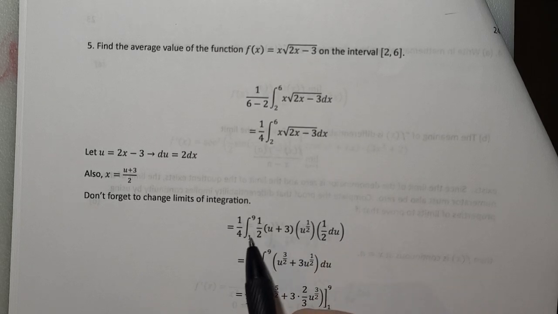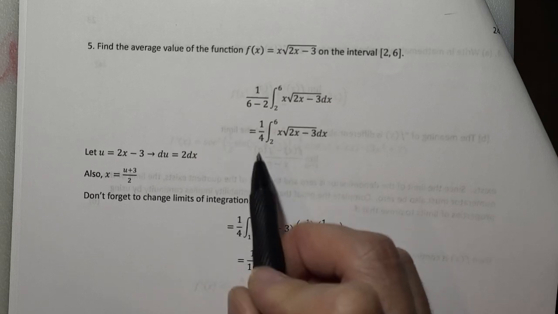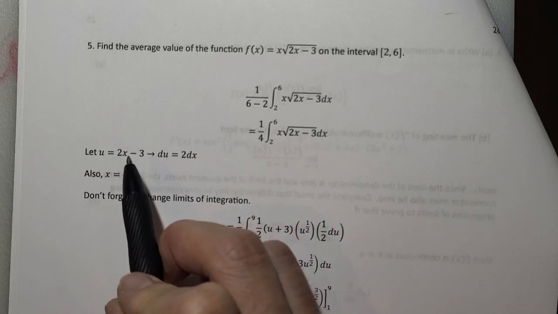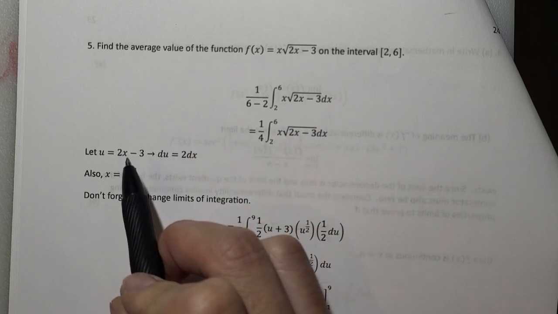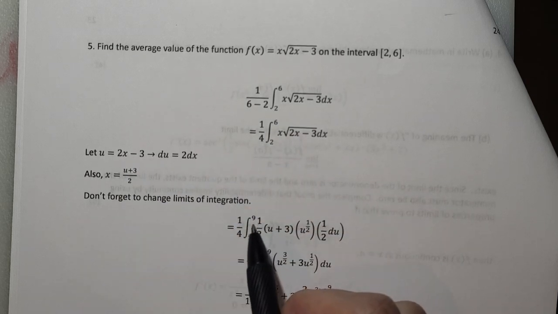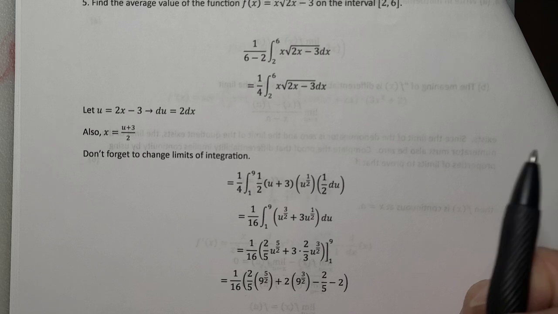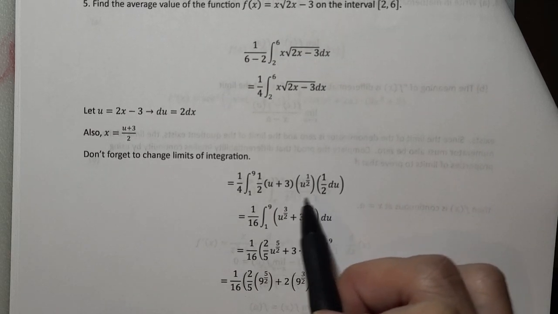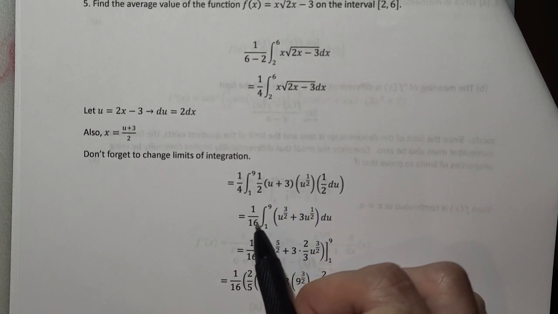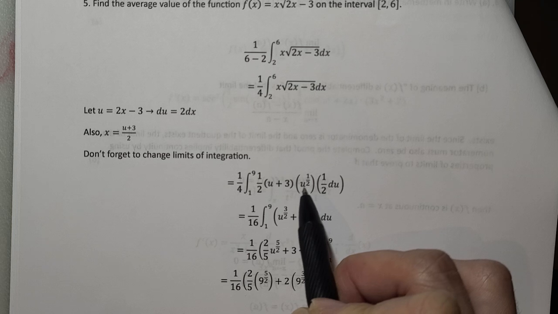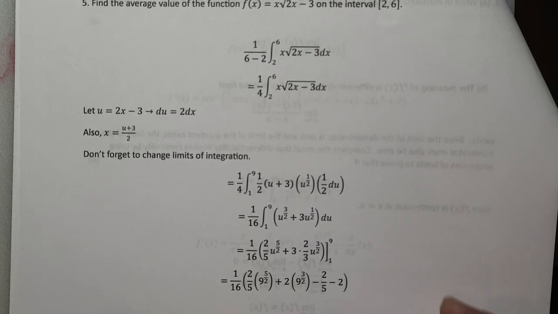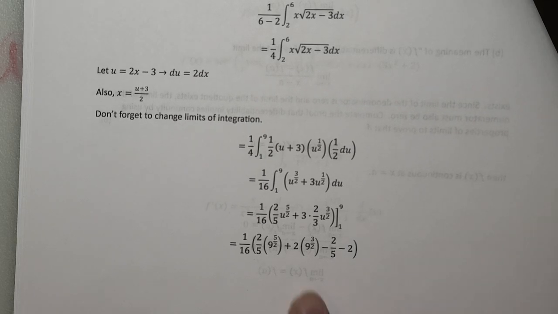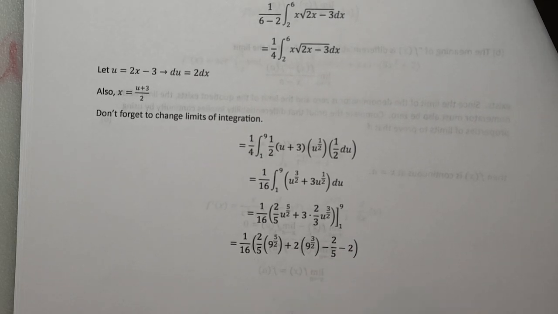Oh, I forgot to go over changing the limits. When x is 2, u is 4 minus 3, which is 1. When x is 6, u is 12 minus 3, which is 9. So don't forget to change the limits. Now you just start simplifying. I pulled the halves out and distributed this u to the half to both terms. Then this is just the power rule and the fundamental theorem of calculus afterwards. So this should be the final answer. You can see I didn't even bother simplifying, probably because the professor didn't care about simplifying.